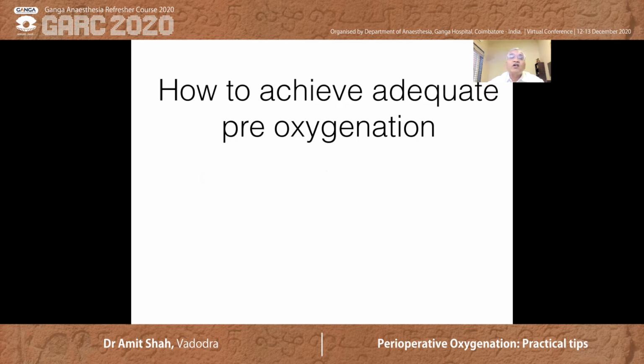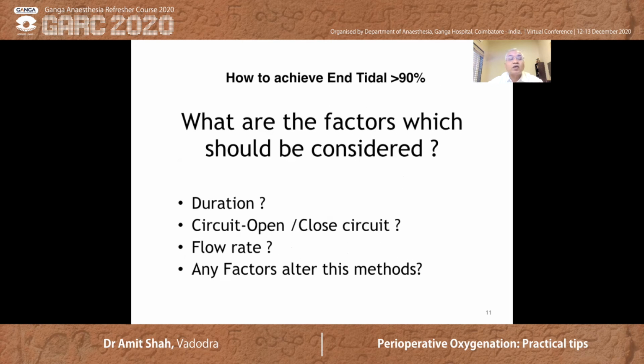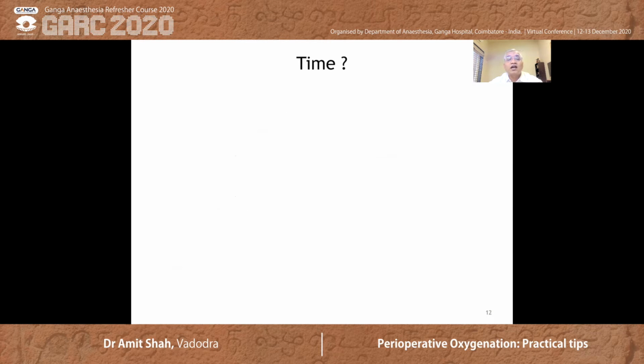How to achieve adequate pre-oxygenation? You need to deliver 100% oxygen to the lung, replace all nitrogen with oxygen, and make the end-tidal oxygen more than 90%. So how long should we do pre-oxygenation? Which circuit should we be using? What should be the flow rate? And any factor that alters this method, we should discuss that.